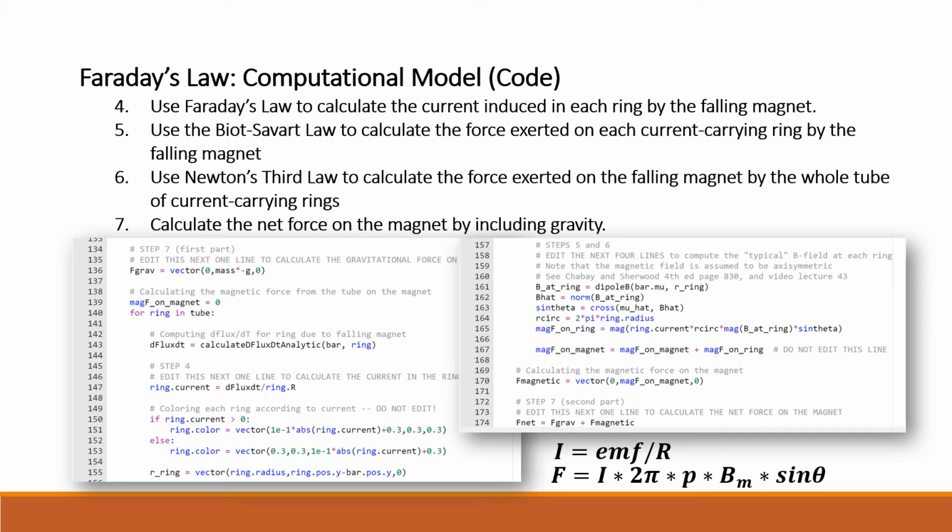But then we also need the force of gravity, which is going to be mass times the gravitational constant. And then we can take the force on the ring and then add that to the force on the magnet to get the magnetic force. Then we can add the magnetic force and the gravitational force to get the net force.